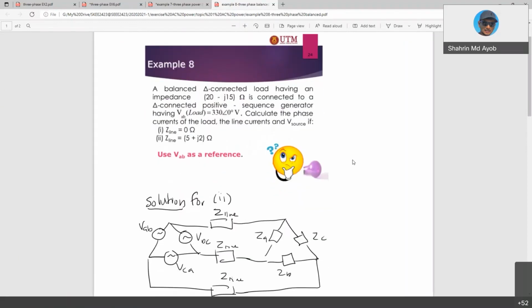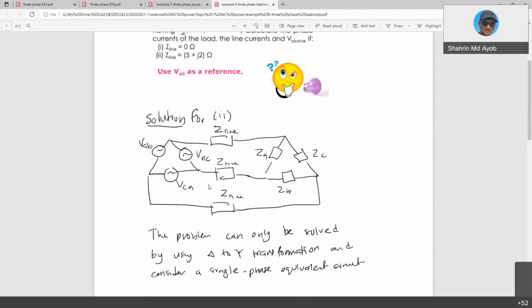So for example, we have the three-phase system. In previous examples, we didn't consider the line impedance. Line impedance is referring to the impedance during the transmission. Between the generator and the load, there will be some line impedance due to the inductance and also resistance of the cables. So in our previous examples, we haven't considered the line.